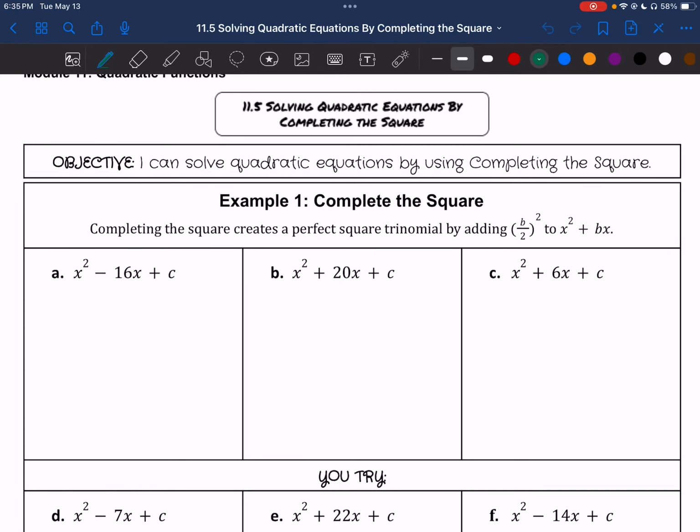Hello, and welcome to Module 11.5, Solving Quadratic Equations by Completing the Square. Our objective for today is that I can solve quadratic equations by using completing the square.